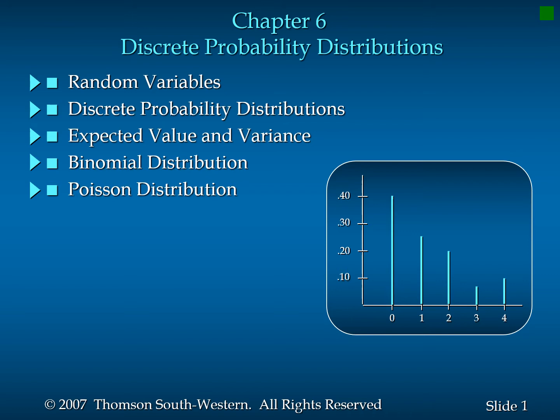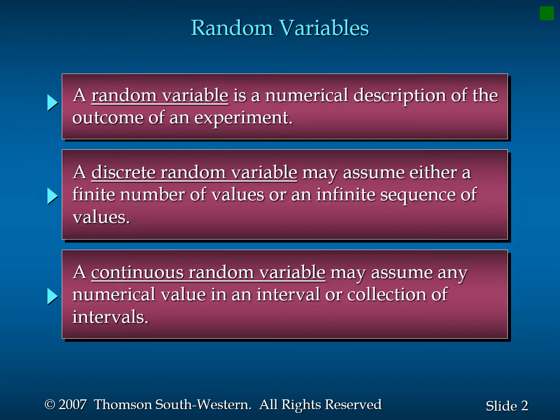Note, I am not going to be covering the hypergeometric distribution. That's the one that we're not going to do. So once we get to the Poisson, that'll be the end of chapter 6.